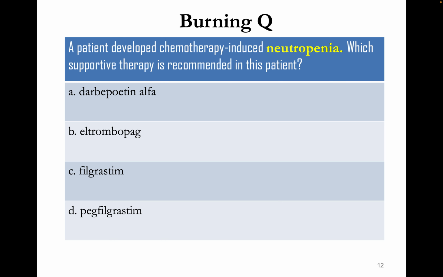A patient developed chemotherapy-induced neutropenia. Which supportive therapy is recommended in this patient? Neutropenia, that means white blood cell count is less, right? So darbepoetin alpha, of course, epoetin and erythropoiesis is for the red blood cells, that is RBC. So that's not the answer. Eltrombopag, that is actually for platelet count, to increase platelet count. And filgrastim, of course, that is for white blood corpuscles.